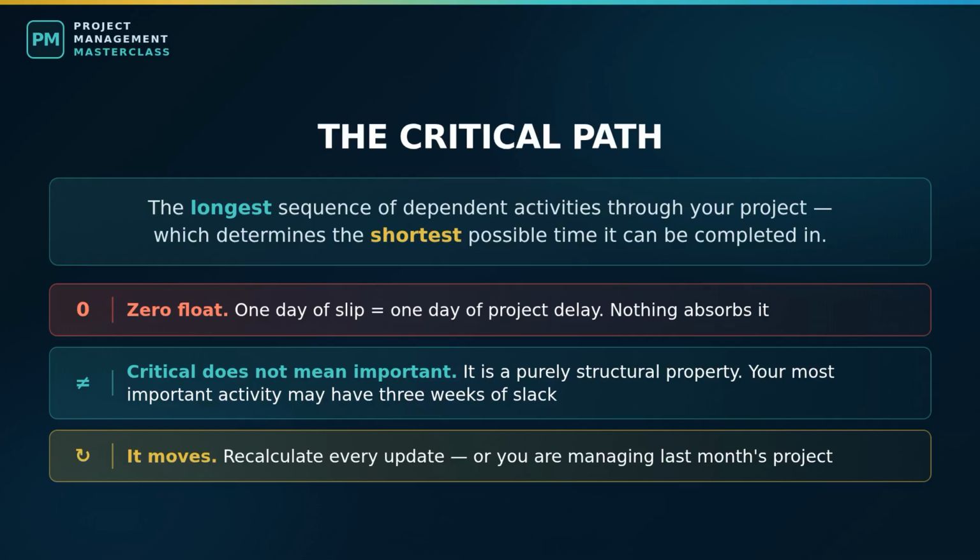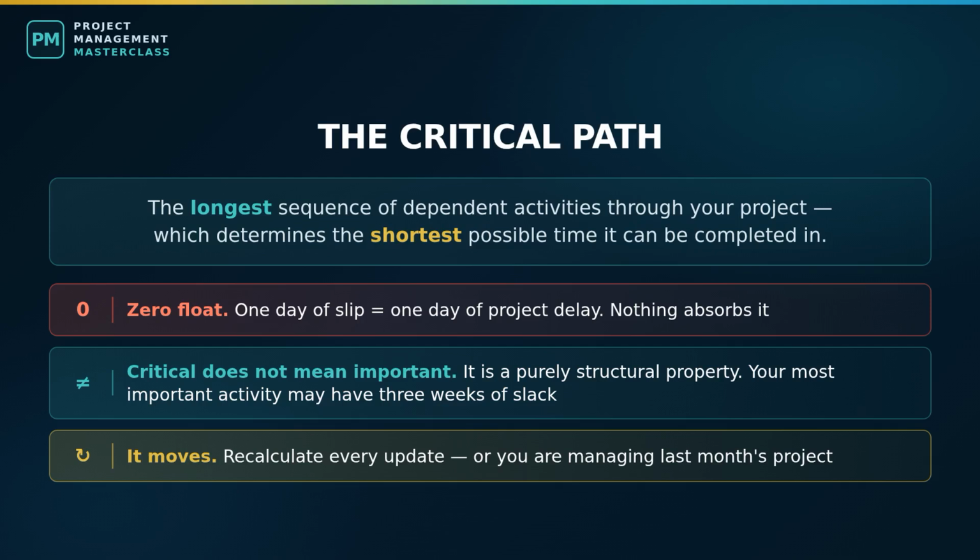Now the main event, the critical path. Here is the definition, and it sounds like a contradiction the first time you hear it. The critical path is the longest sequence of dependent activities through your project, and it determines the shortest possible time in which the project can be completed. The longest chain sets the shortest duration.